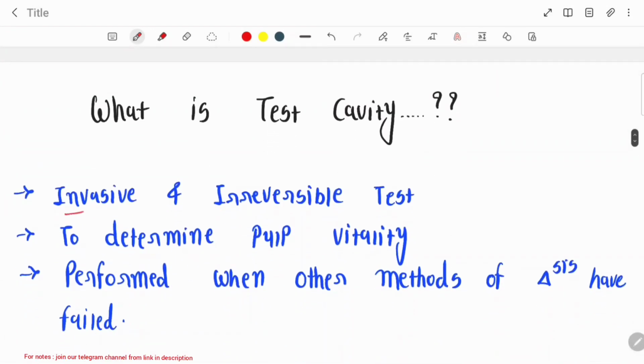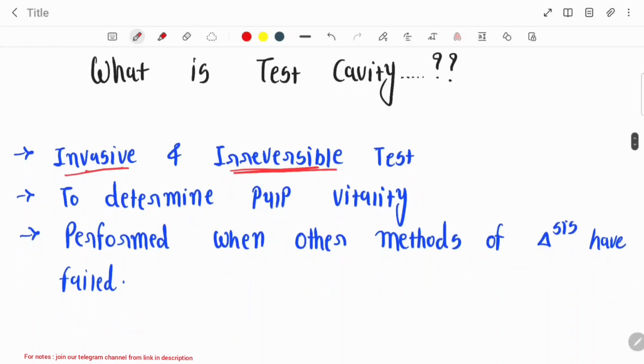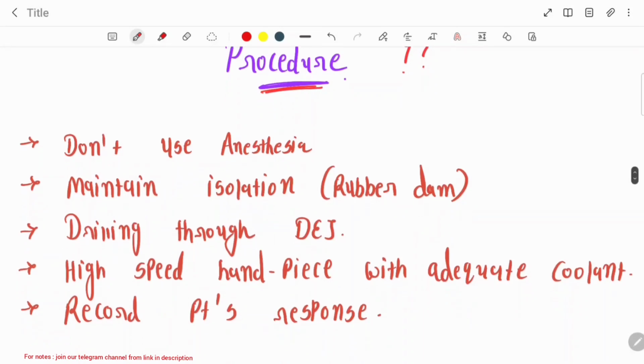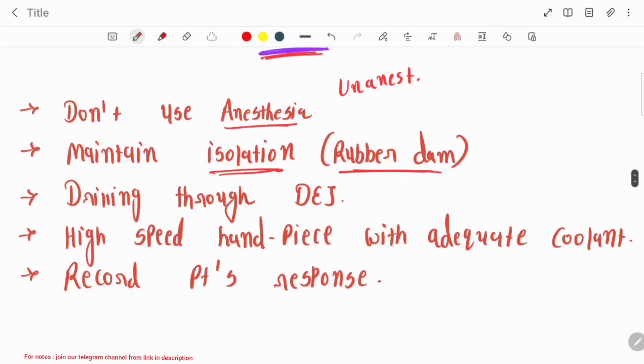This test cavity is an invasive and irreversible test that is used when all other tests fail to check the vitality of pulp. Now, what is the procedure? It means how are we going to perform the test cavity? For this, we should not use anesthesia. That means we have to do this procedure on an unanesthetized tooth and with proper isolation. We should use a rubber dam to ensure proper isolation.